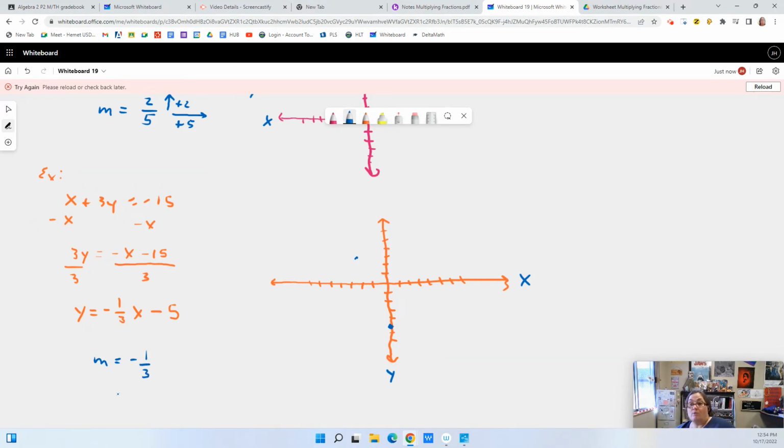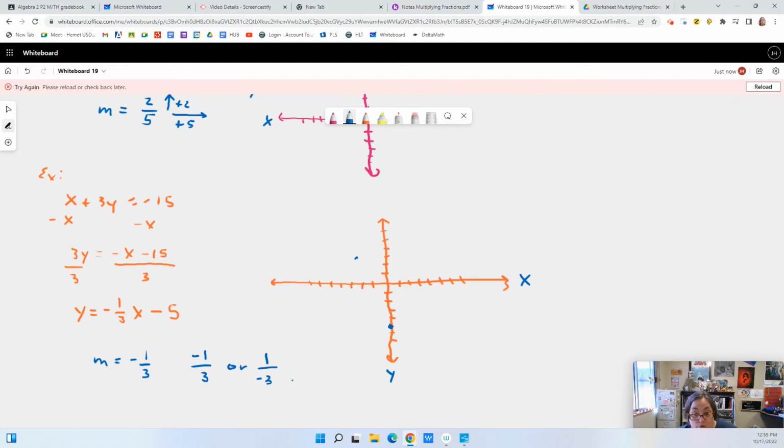When we are graphing a negative slope, it doesn't matter if I graph it as negative 1 over positive 3 or positive 1 over negative 3.